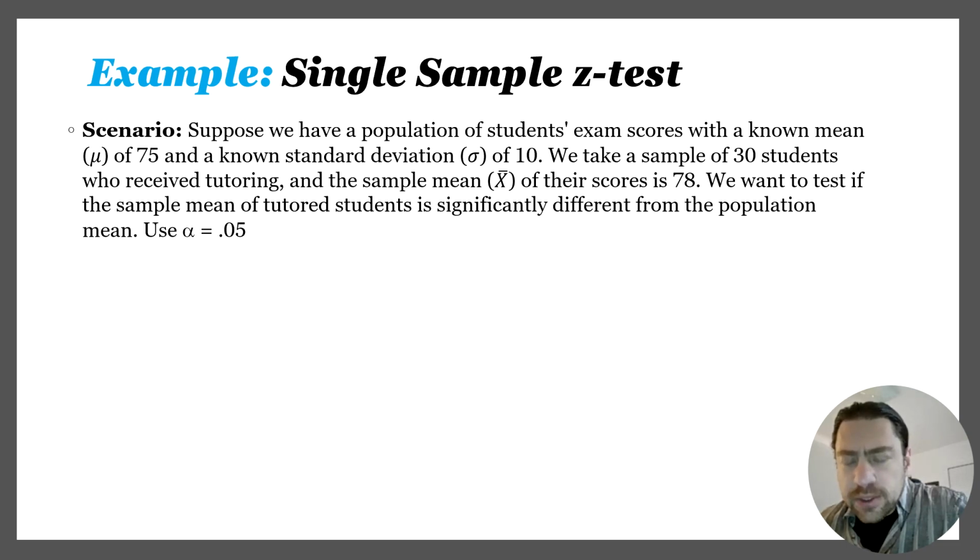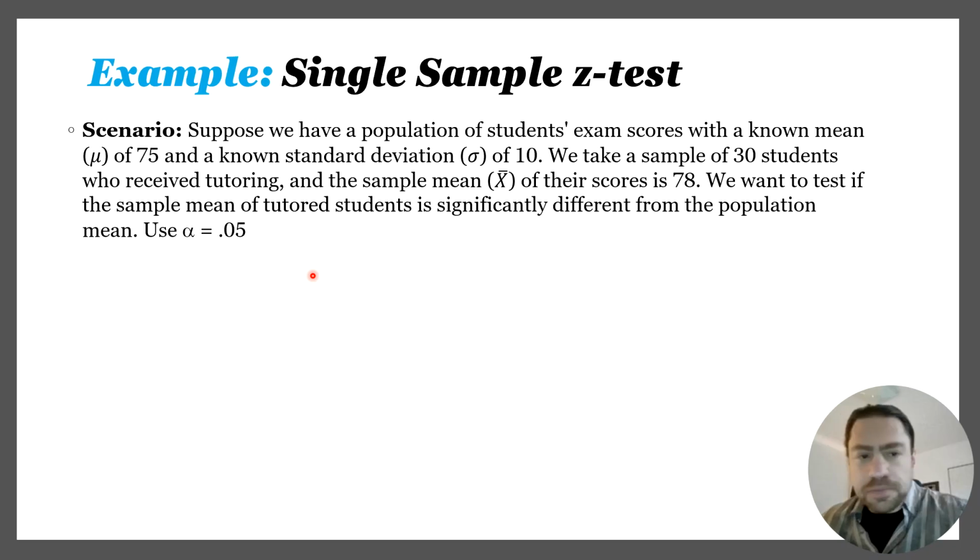Okay, so let's consider the following scenario. Suppose we have a population of student exam scores with a known mean, mu, of 75 and a known standard deviation, sigma, of 10. We take a sample of 30 students who received tutoring, and the sample mean x bar of their scores is 78. We want to test if the sample mean of tutored students is significantly different from the population mean using an alpha of 0.05.